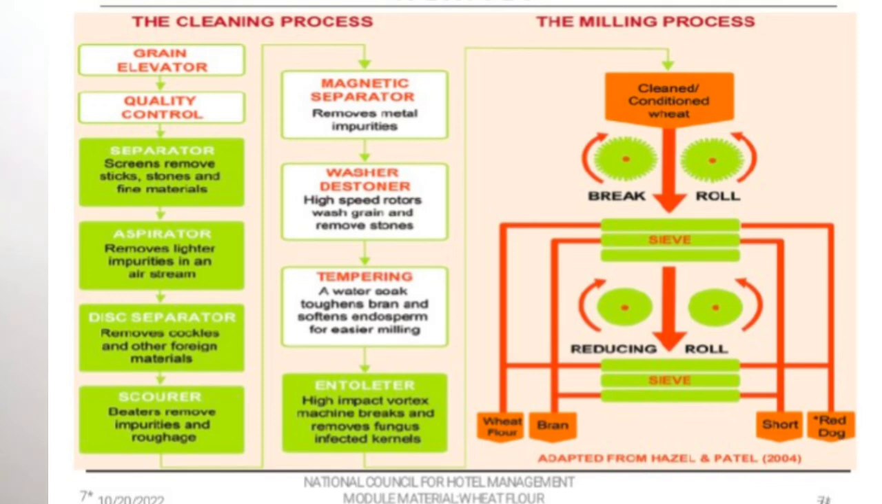After that, it has to undergo one more piece of equipment called the entoleter. This high impact vortex machine breaks and removes fungus and infected wheat kernels. Then at last, all the cleaning process is over. The wheat is subjected to final milling. The slide which I have shown you is a simplified version of the roller flour milling process.